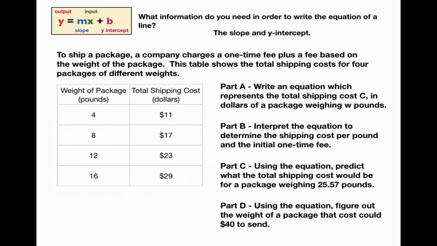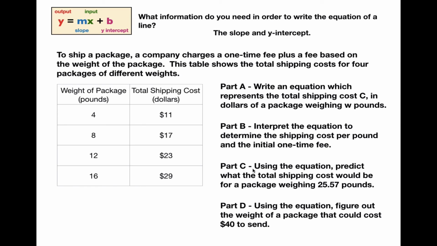Let's try one more example. To ship a package, a company charges a one-time fee plus a fee based on the weight of the package. This table shows the total shipping costs for 4 packages of different weights. For part A, I'd like you to write an equation which represents the total shipping cost C in dollars of a package weighing W pounds. For part B, interpret that equation to determine the shipping costs per pound and the initial one-time fee.